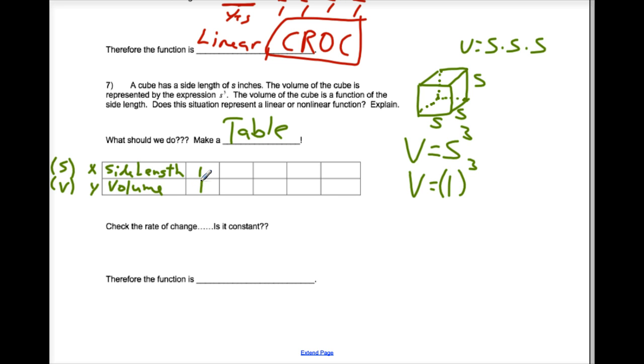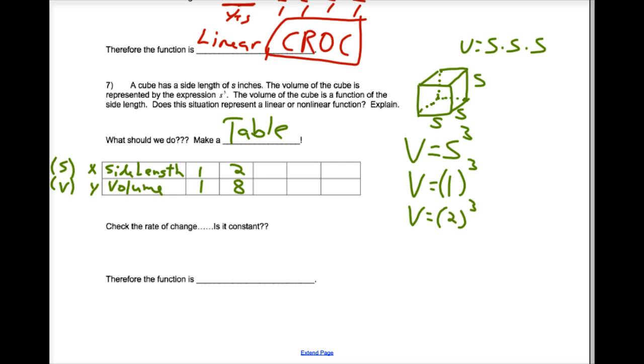Okay. What's the next good value to use for s? 2. See if we can cube 2. I always had to do them on my fingers. I would put 3 little fingers up in the air. We're going to cube 2. 2 times 2 is how much? 4. Times 2? 8. So side length is 2, the volume is actually 8.